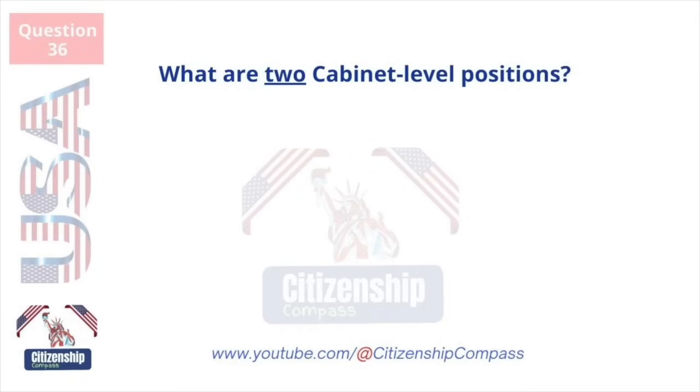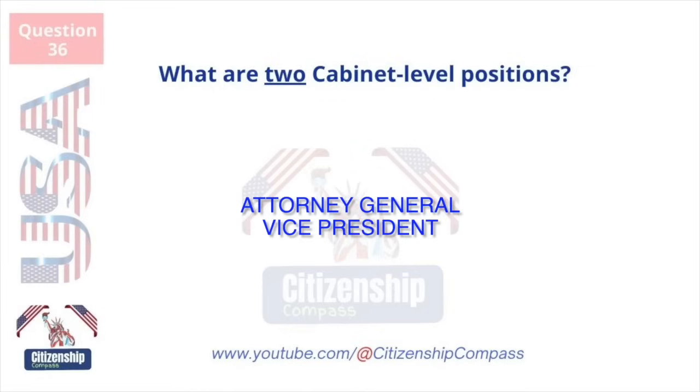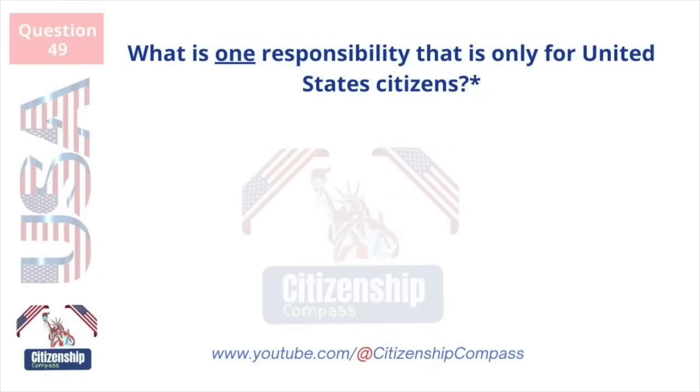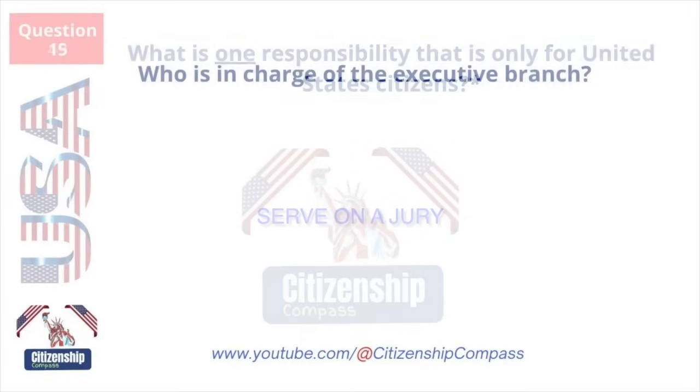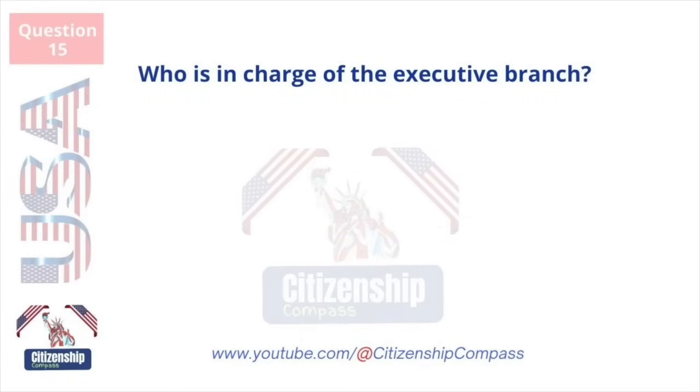What are two cabinet-level positions? Attorney General. Vice President. What is one responsibility that is only for United States citizens? Serve on a jury. Who is in charge of the executive branch? The president.